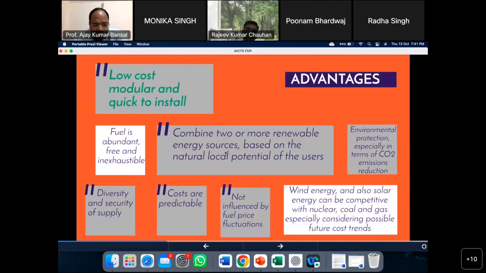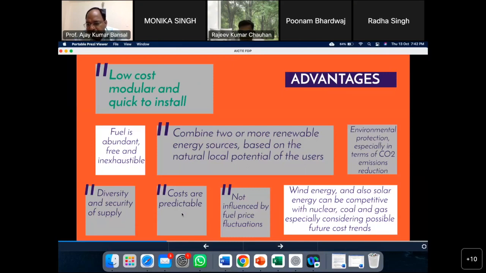They have diversity and security of supply, because we have designed a system based on the local potential and local user requirements. So it will be a secure system. It will be generating the supply as per the requirement of the local system. Then, because we have designed the system with the help of various algorithms, we can predict the cost required for generating the electricity, and it is not influenced by the price fluctuation which is taking place very rapidly nowadays.